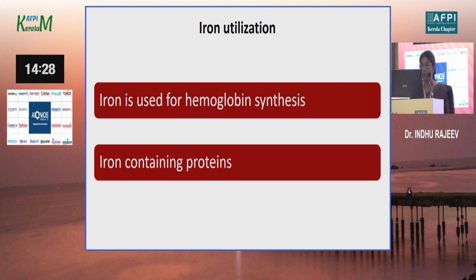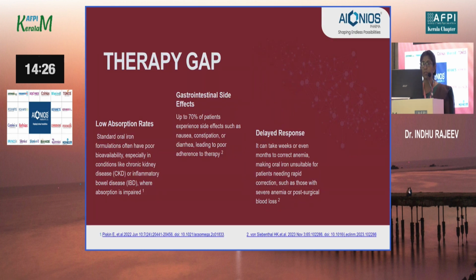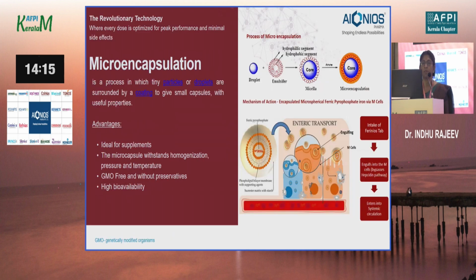Iron is utilized for hemoglobin synthesis and also protein. Now the therapy gap with the usual iron preparations are low absorption rates, gastrointestinal side effects, and the delayed response. So they have come up with a revolutionary technology called microencapsulation, so that every dose is optimized for peak performance and minimal side effects.